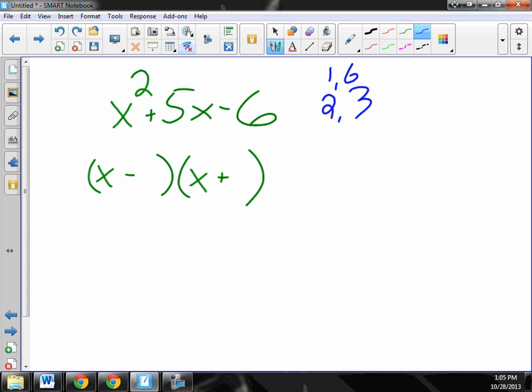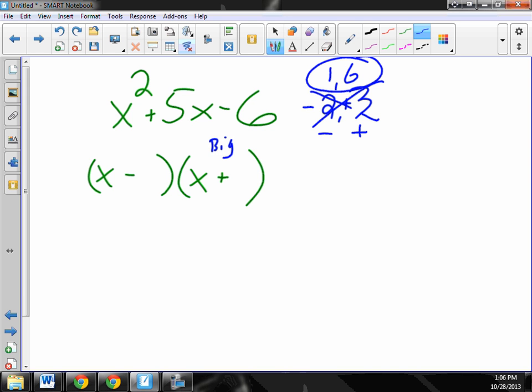What about 2 and 3? Doesn't 2 and 3 make 5? Good. So I know that the big one goes here. So this one is minus and this one is plus. If I tried -2 and +3, it's not going to work. Even though 2 plus 3 is 5, it's a -2 plus 3. So that one doesn't work.